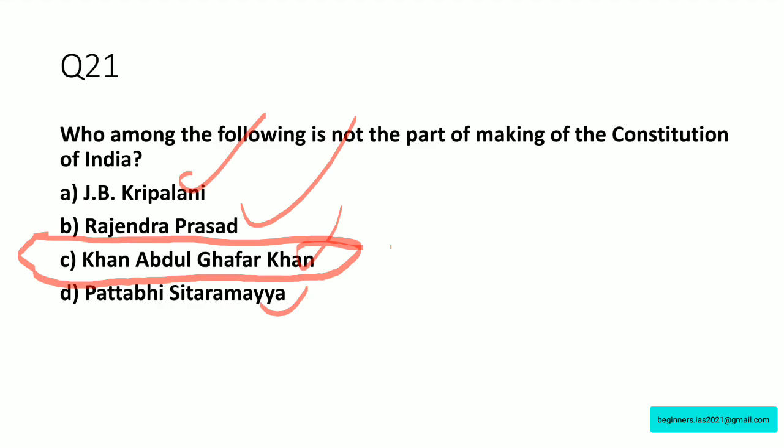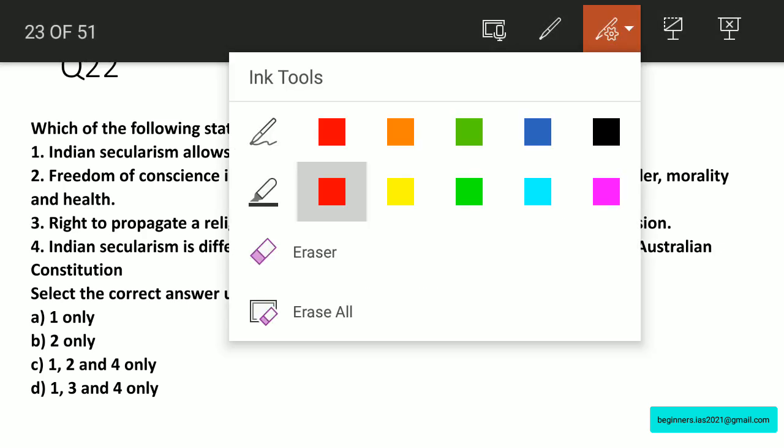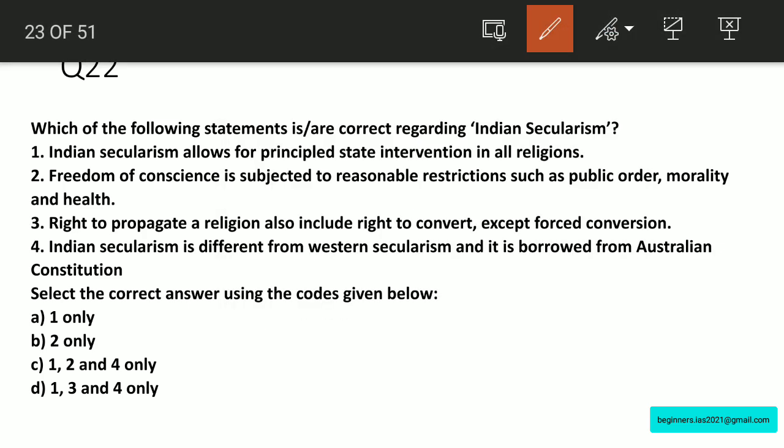Therefore, the answer for 21 is C. Let us move on with 22. Which of the following statements is or are correct regarding Indian secularism? 1. Indian secularism allows for principled state intervention in all religions. 2. The freedom of conscience is subject to reasonable restrictions such as public order, morality and health. 3. The right to propagate a religion also includes the right to convert, except forced conversion.